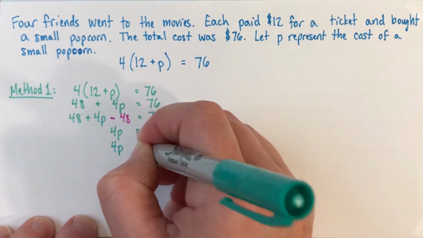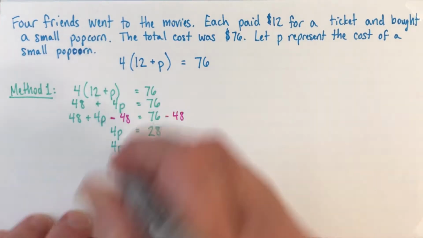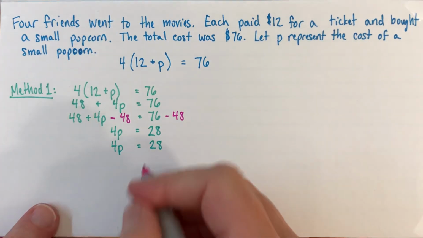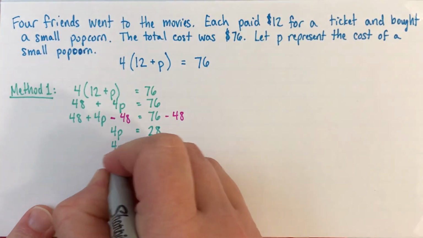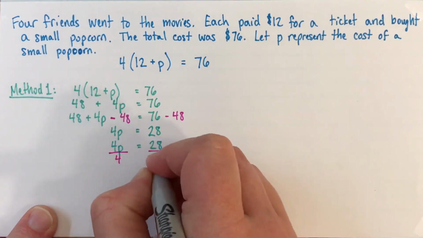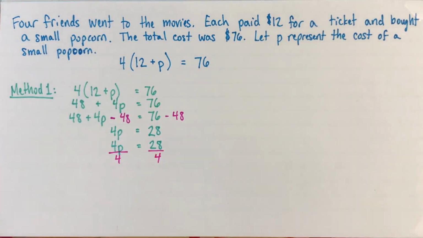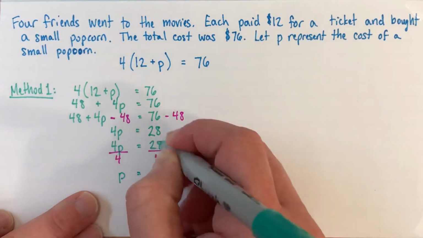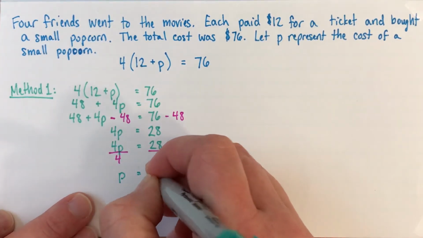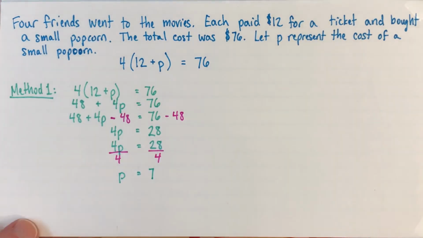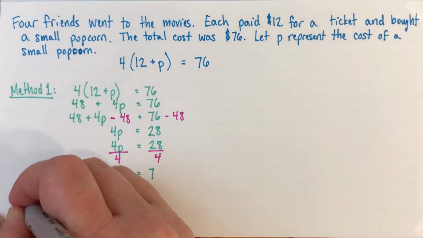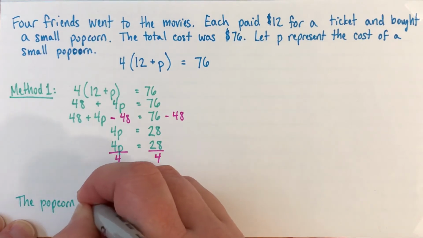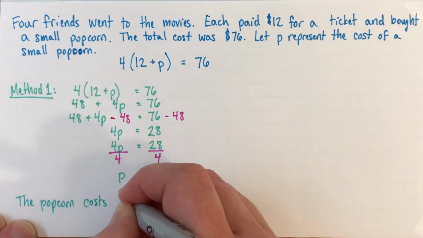Now we want to write a real nice algebraic solution here. So we'll again copy the equation, and we'll show that we're going to divide both sides by 4. So that tells us that P, the cost of the popcorn, is 28 divided by 4, which is $7. The popcorn costs $7.